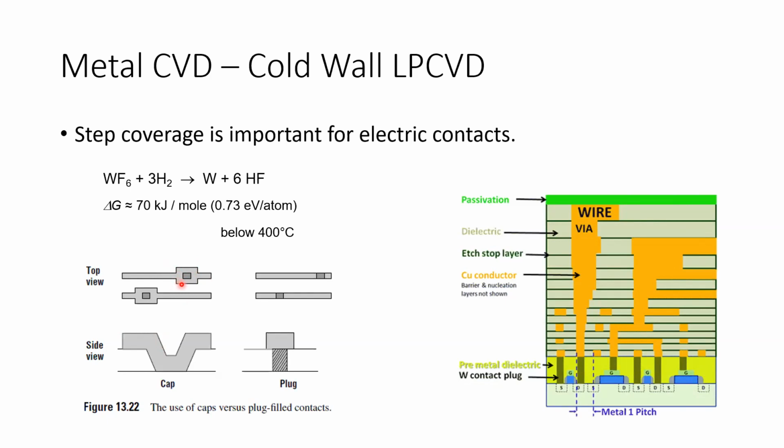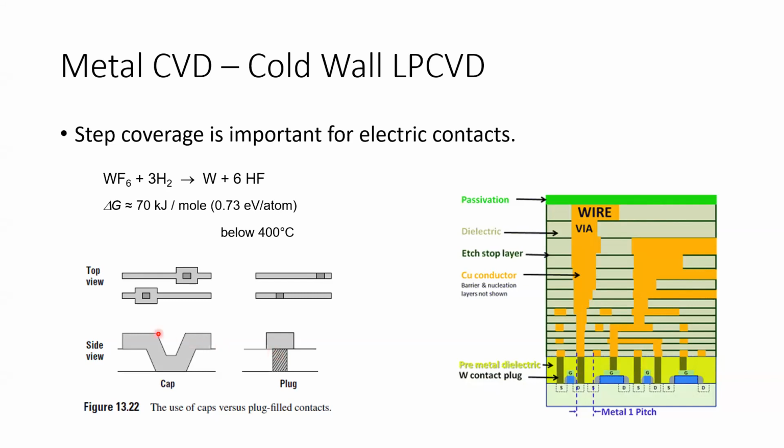And with the device scaling further, we have smaller contacts and smaller holes, smaller vias, and this sputtering process can be a big problem associated with the step coverage. So we introduced LPCVD to deposit metal. Use low pressure CVD, as we mentioned, it has very good step coverage.